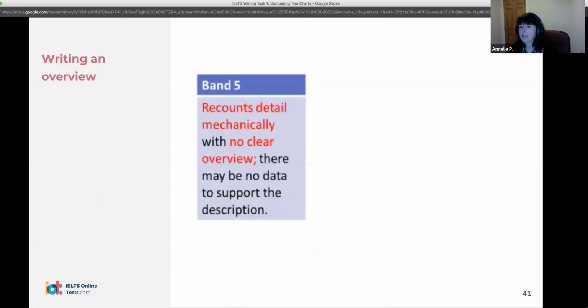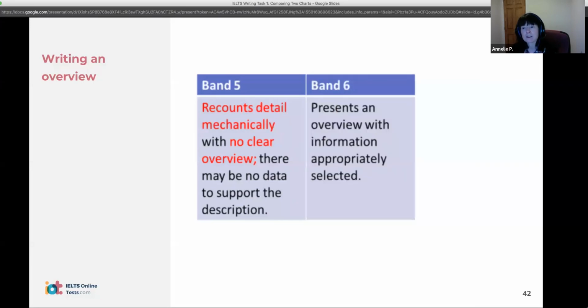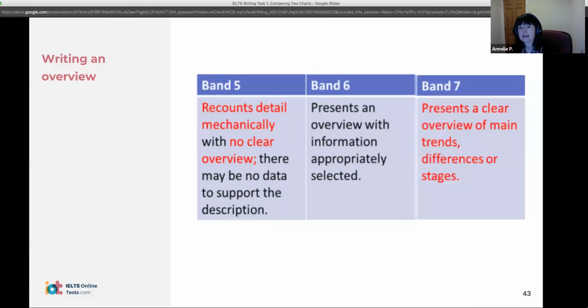Now we're going to look at the overview. Okay, and first of all, we're just going to have a look at the band descriptors. So we've got band 5, band 6, and band 7. If you don't have a clear overview, then you can't get more than band 5 in the task response. So it is very, very important.